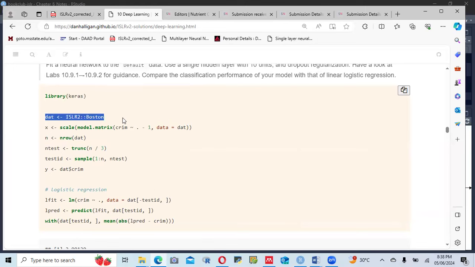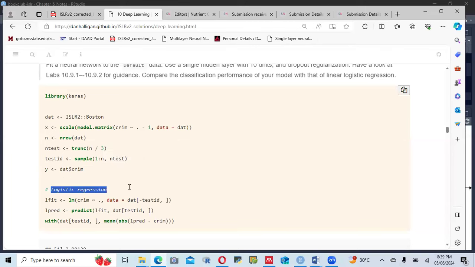So this is the data set. We scale everything down. We specify the number of rows, so we truncate it, and we say N all over 3. This is the number of test sets. This is the test ID. And this is the crime rate, which is the response variable.